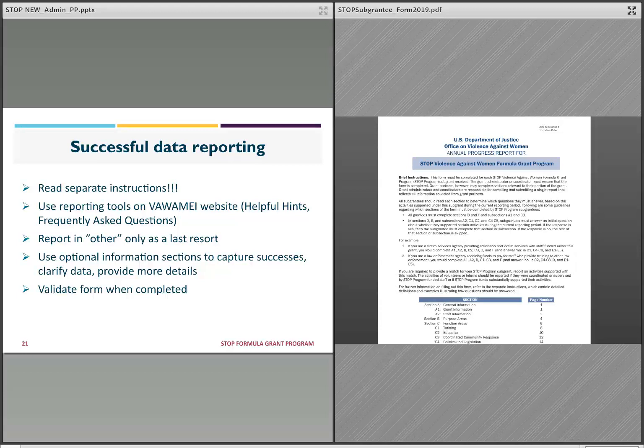A few general tips for successful data reporting include reading the separate instructions, as these will help interpret every single question on the progress reporting form, using the reporting tools on the VAWA MEI website, which includes helpful hints and frequently asked questions. In general, making sure that subgrantees report in the other category only as a last resort, and that if something can fit into an existing category, it be reported there. Encouraging subgrantees to use optional information sections to capture their successes, clarify the data, and provide more details. And finally, validating the form when it is completed.